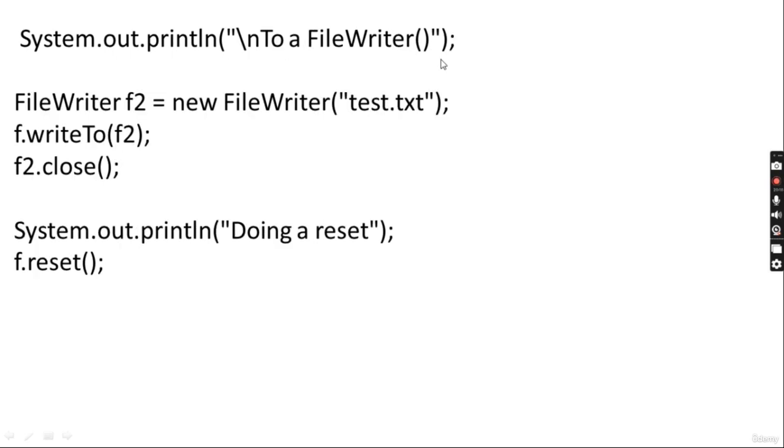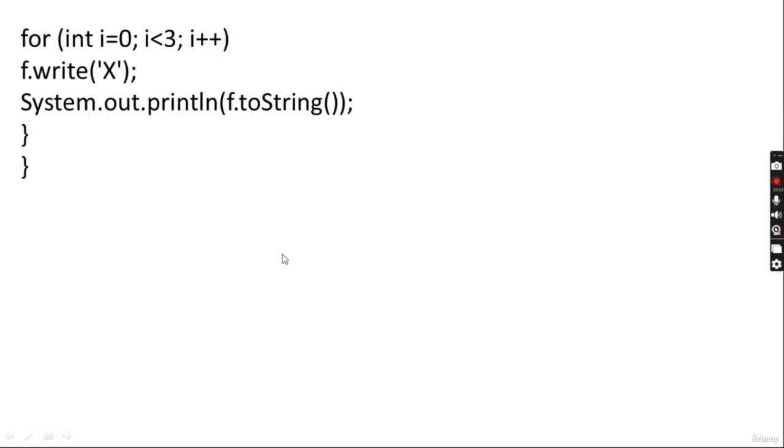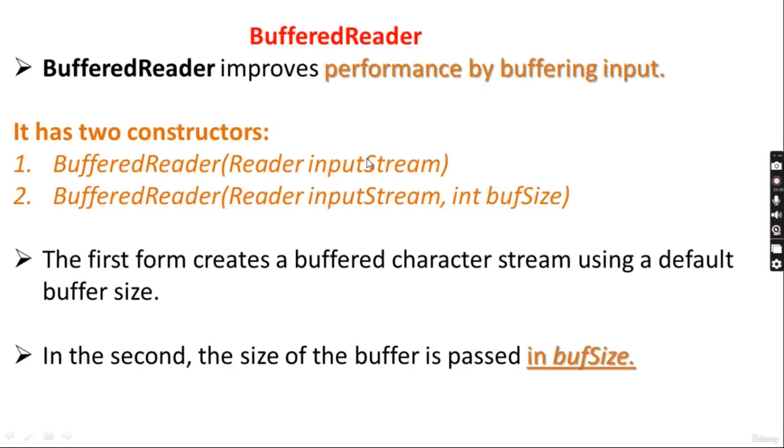Okay. To a FileWriter, new FileWriter test.txt, f.writeTo(f2). So whatever is there in f, this will end up in the array, be written to test.txt, and then close the file handle. Then doing a reset, from 0 to 3 we are writing x over here. So the first 3 characters will be written as x, and display x.toString. Okay. It will have the same output as the previous one.